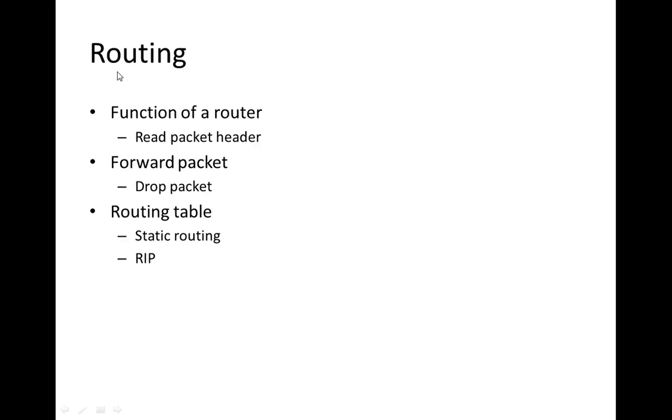So, routing summary. The function of a router is to read a packet header and to either forward the packet or drop the packet. When the router reads the packet header, it looks for the destination network ID. Then the router looks at the routing table. And the routing table shows which network interface card goes to which network, and that's how the router decides which network interface card to push the packet out of.